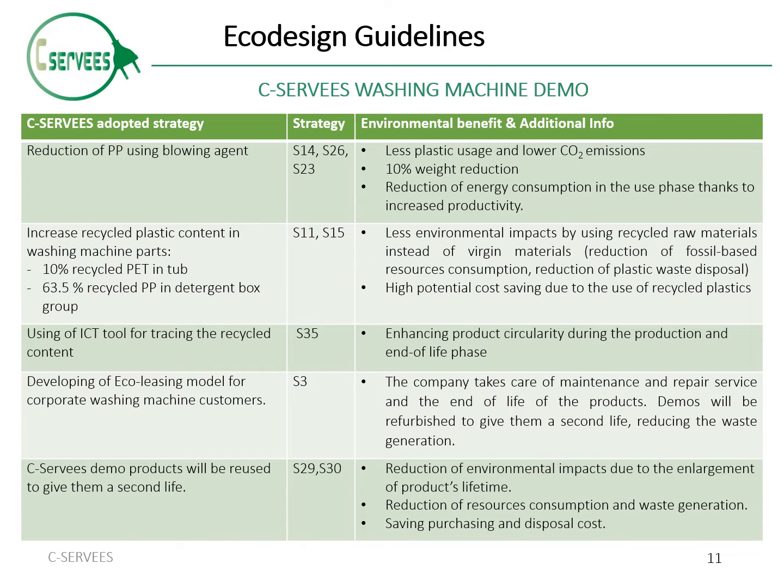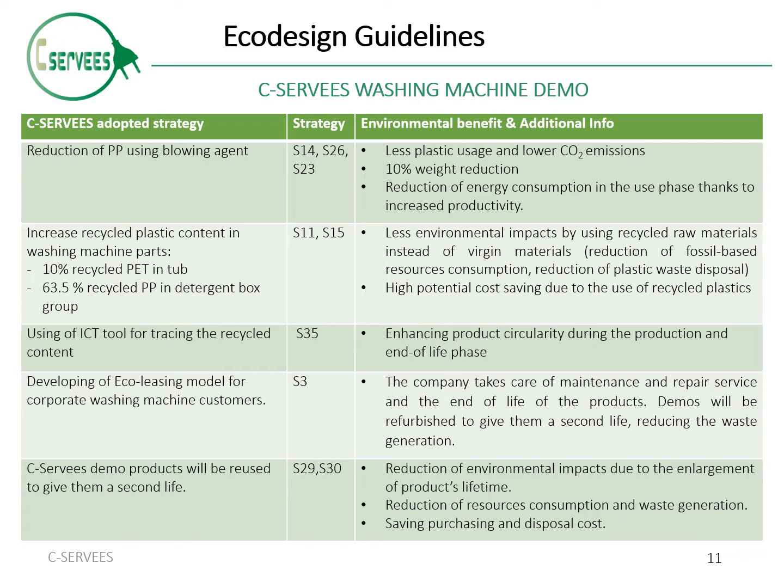The following slides focus on C-Service case studies developed within Work Package 4. Different eco-design solutions were applied to the target products. Such eco-design measures were derived from the first circular economy business model focused on C-Service target products developed in Work Package 2. The table shows the eco-design actions that were implemented in C-Service washing machine demo and related environmental benefits.